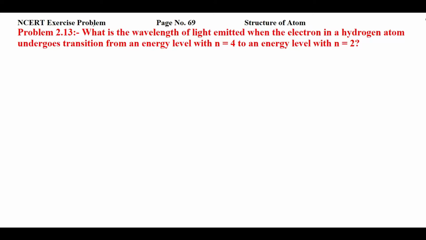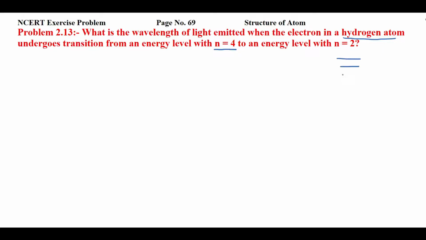Students, this is NCERT exercise problem 2.13 from page number 69 of Structure of Atom, right? So let's read the statement. What is the wavelength of light emitted when the electron in a hydrogen atom undergoes transition from an energy level with n equal to 4 to an energy level with n equal to 2? So in this case, it is a hydrogen atom. There is an electron showing emission spectra, and it is undergoing its transition from n equal to 4 to n equal to 2.